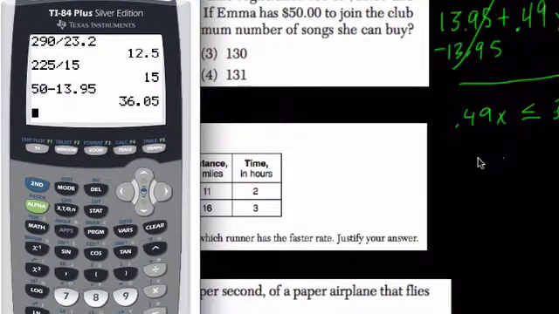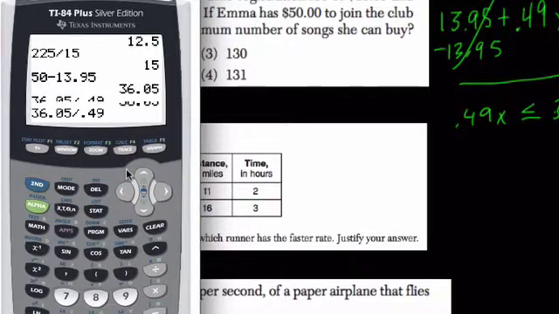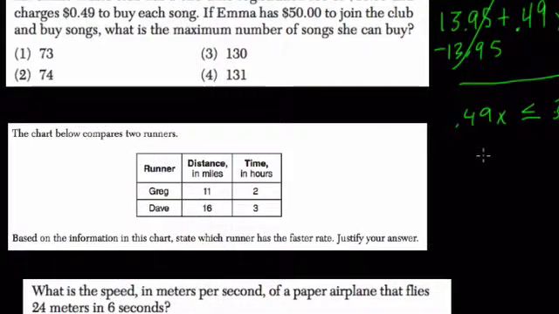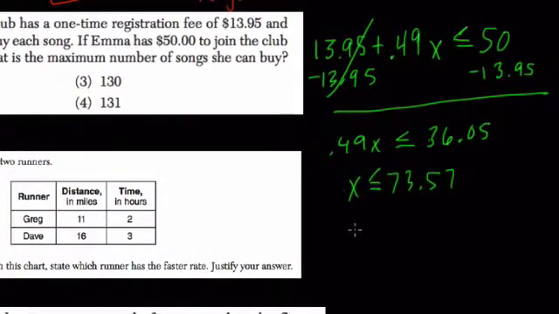So to solve for this, we divide both sides by 0.49, or 36.05 divided by 0.49. That's just saying, how many songs can you buy with $36.05 if each song is 49 cents. So set it up. Okay, so x has to be less than or equal to 73.57 songs, but you can't buy half a song usually, so she could buy 73 full songs. Choice 1.